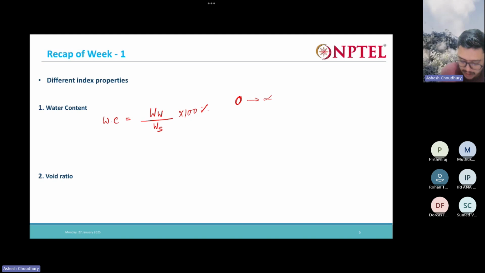Next we have what? Void ratio. What is void ratio? Void ratio is volume of voids by volume of solids.